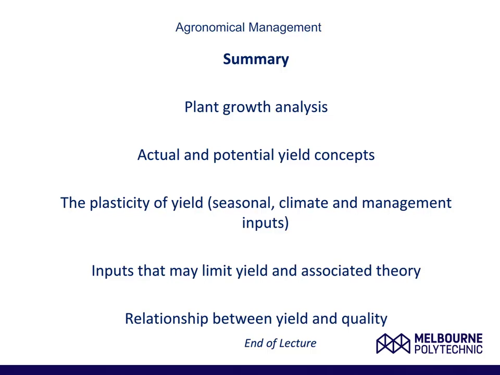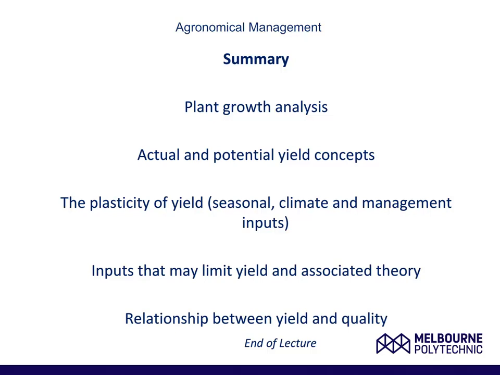We have learnt that there are many different ways to measure plant growth. This area is called plant growth analysis. The way you measure your plant growth will depend on what you are ultimately trying to do and the crop you are trying to grow. We have looked at yield and learnt about what yield is. We have defined it. There are different types of yield between actual and potential. There is biological and economic.